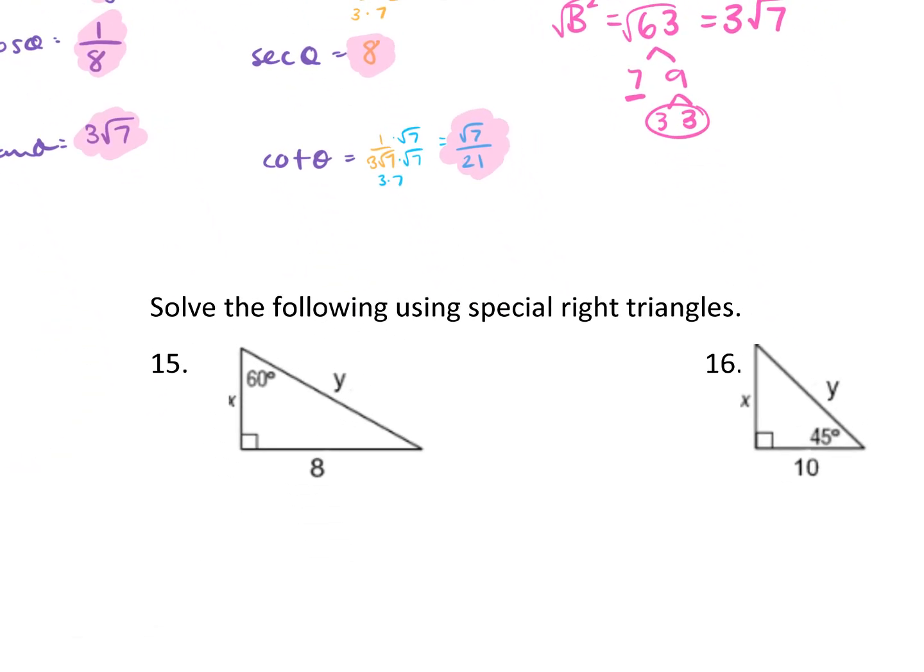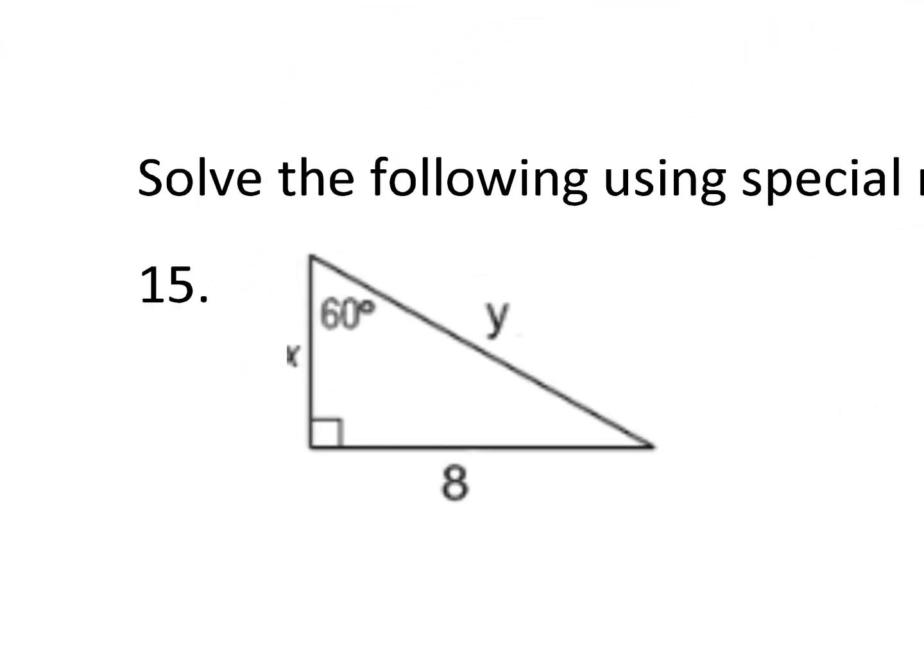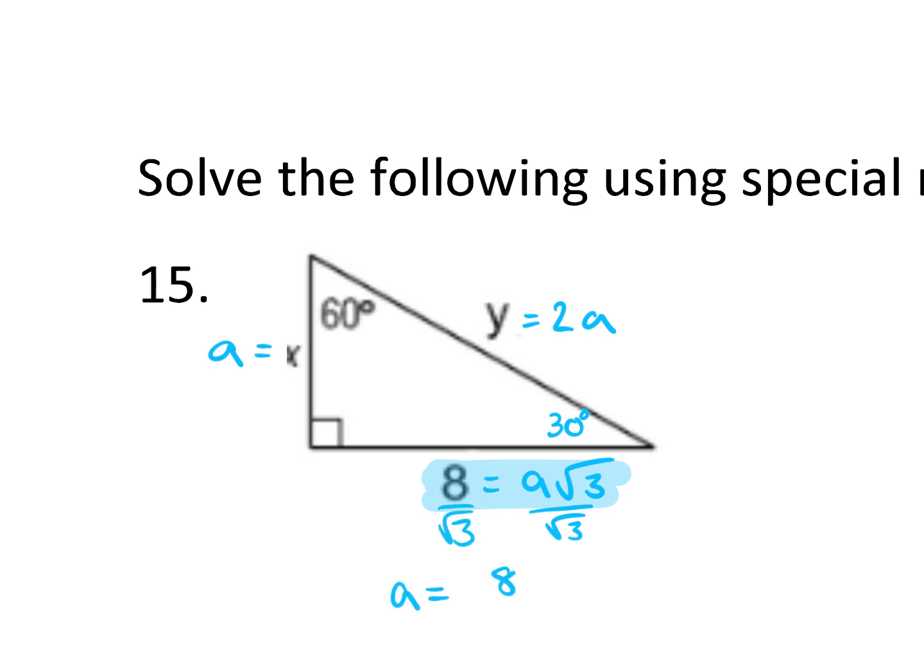All right, next we're going to solve the following using special right triangles. So in a 30, 60, 90 triangle, if our acute angle at the top is 60, that means the other one down below is going to be 30. Opposite of the 30 is A. Opposite of the 60 is A square root 3, and our hypotenuse is 2A. So we need to solve for A. We're going to take the equation that we have an answer for and solve for A. So we're going to divide both sides by square root 3. So A is equal to 8 over square root 3.